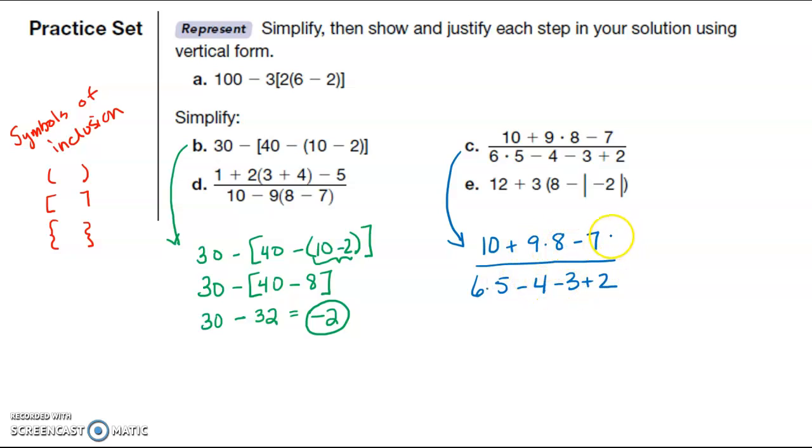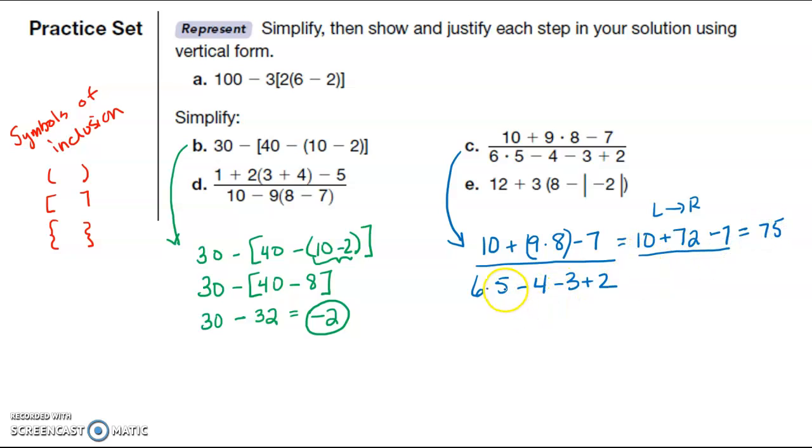So we're going to have to do the top, and then we'll do the bottom, and then we'll do the division. So on the top, I have this multiplication right here in the middle. So the 10 doesn't change. 9 times 8 is 72 minus 7. Now that I have addition and subtraction, I can go from left to right. 10 plus 72 is 82. 82 minus 7 is 75. So let me put that, that's our numerator.